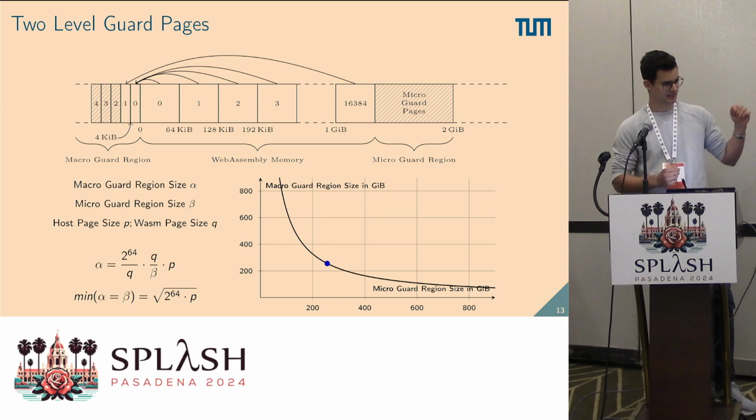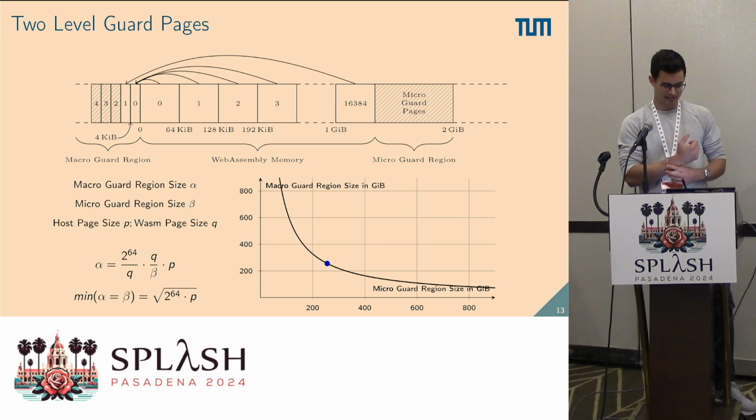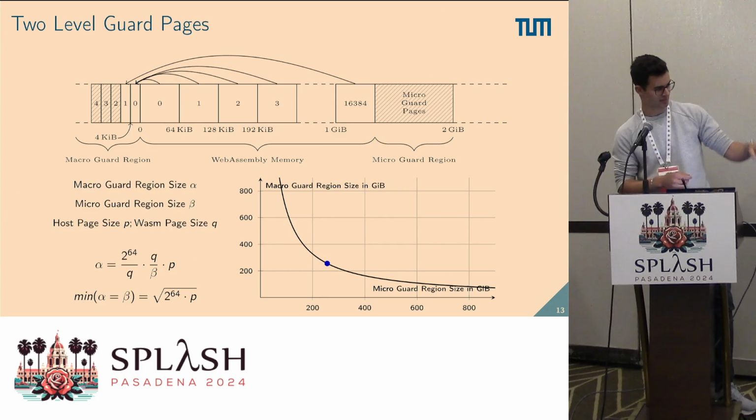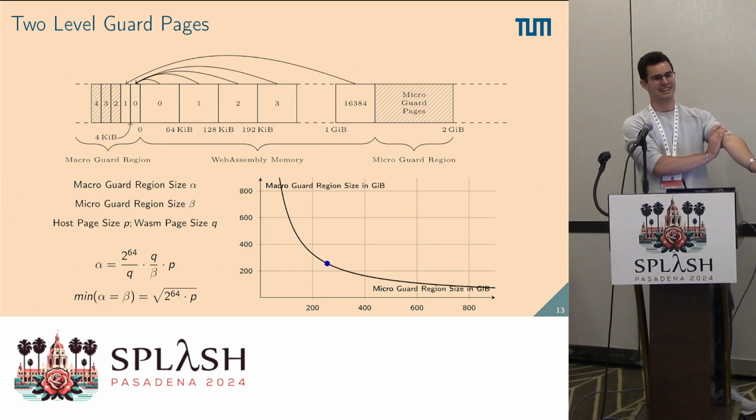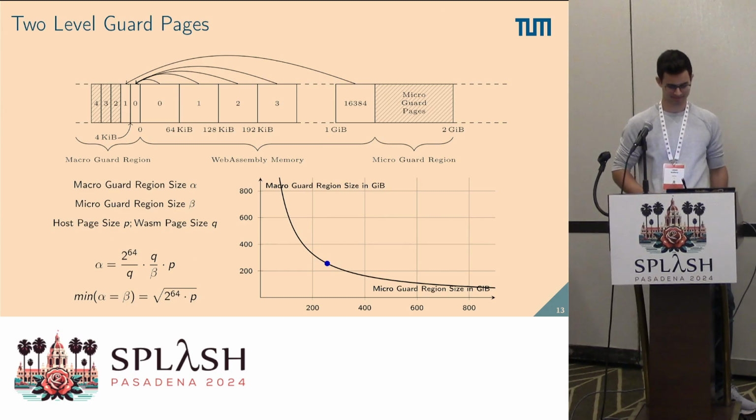We can see that the optimal size of both is if they're both the same size. And then we can just find the minimum size for both, which turns out to be 256 gigabytes for each, so 512 gigabyte for both the microguard region and the macroguard region together for Intel x86 CPUs, and a WebAssembly page size of 64 kilobytes.